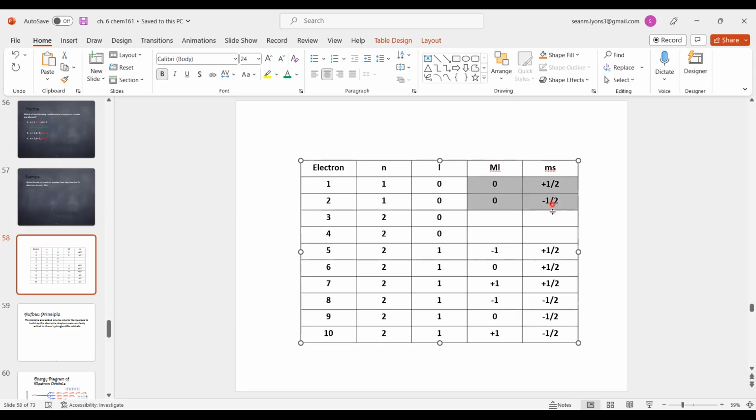And then with the 2s orbital, because it's just the 1, we can only have a magnetic quantum number of 0 there. So we'll just have the magnetic spin of positive and negative 1/2.